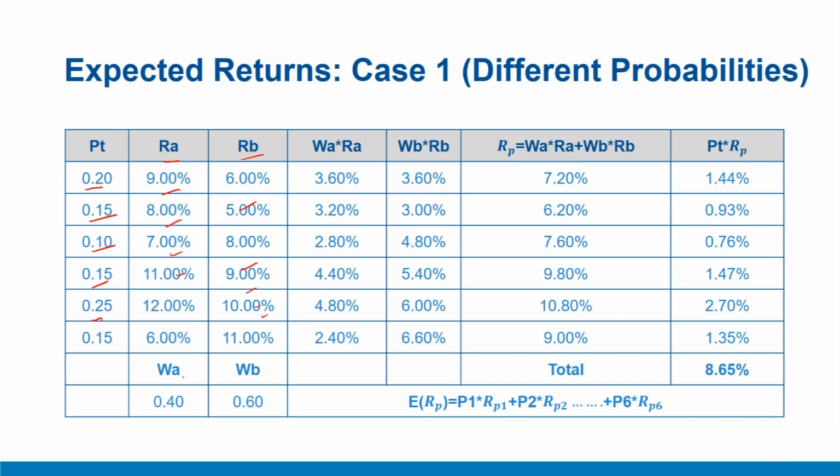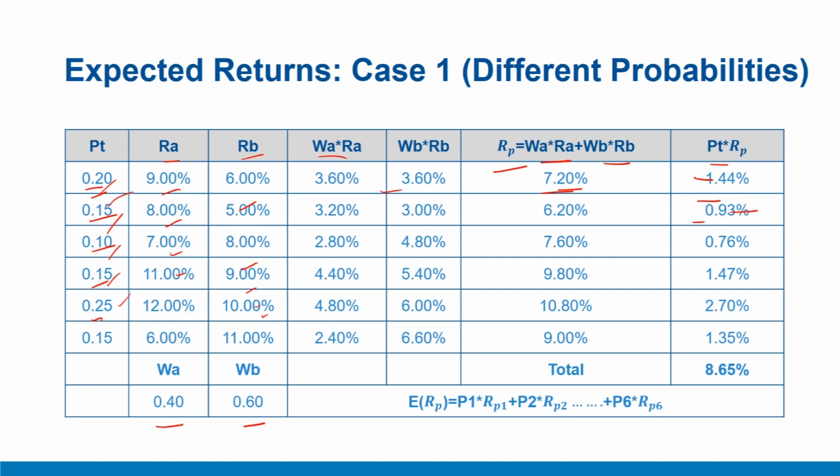The weights are fixed externally, 40% proportionate investment in security A and 60% proportionate investment in security B. Now, the actual returns for each scenario are computed here, which are simply W_A times R_A plus W_B times R_B. And this will give us the actual return for each scenario with given probabilities as shown here. Now we can multiply each probability with the return scenario, that is P_t into R_P. For example, 0.2 into 7.2%, which is 1.44%.